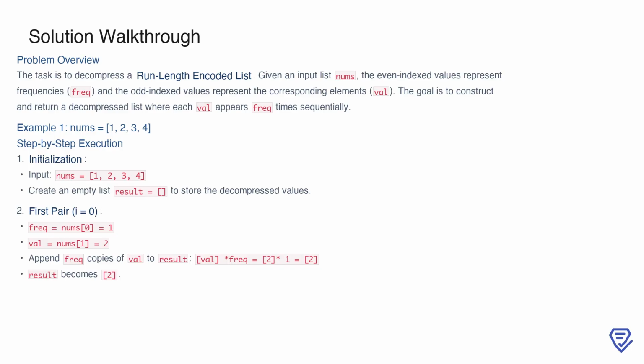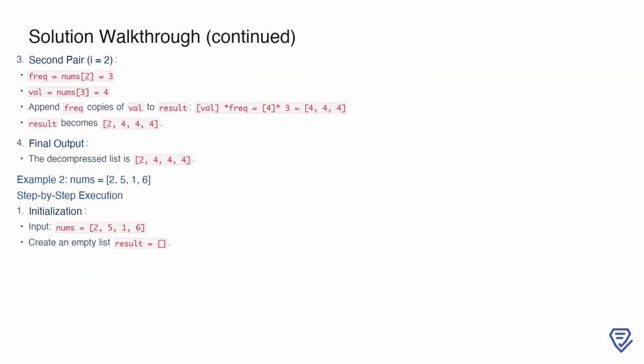We then process the first pair of values, where the frequency is 1 and the value is 2. Using list multiplication, we append one copy of 2 to result, which now becomes [2]. Next, we move to the second pair of elements in nums. Here, the frequency is 3 and the value is 4. Again, we use list multiplication to append 3 copies of 4 to result. This operation creates the sublist [4, 4, 4], which is added to the existing result, making it [2, 4, 4, 4]. At this point, we've processed all pairs in the input, and the final decompressed list is [2, 4, 4, 4].